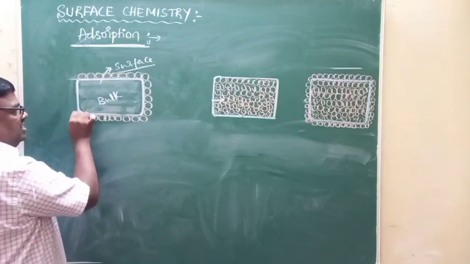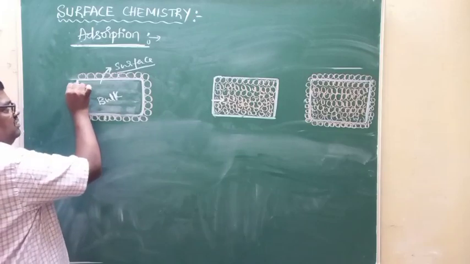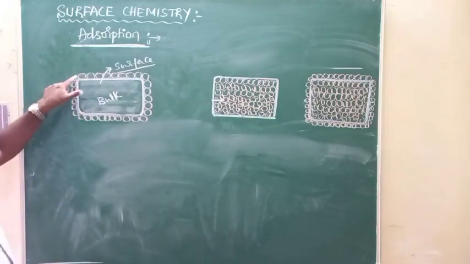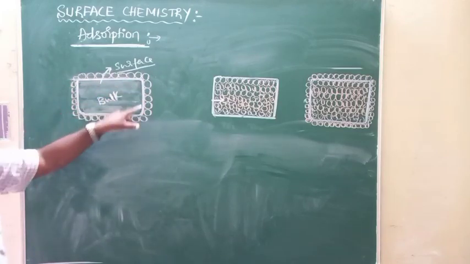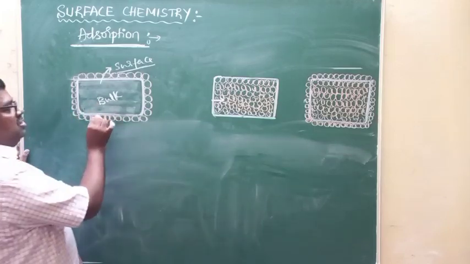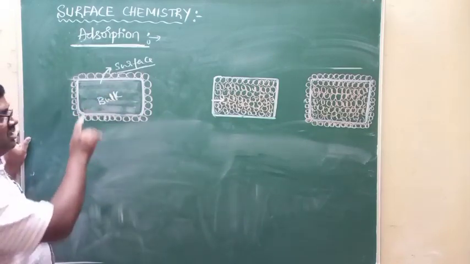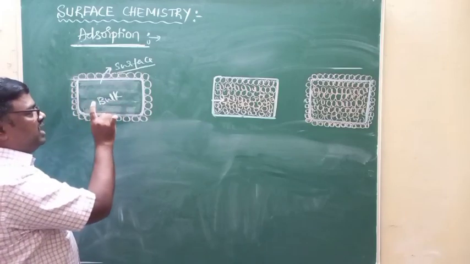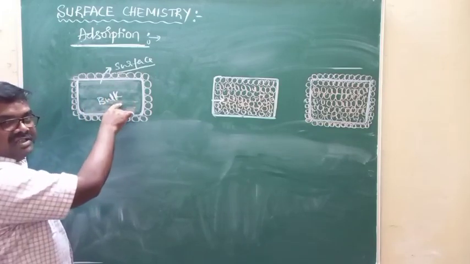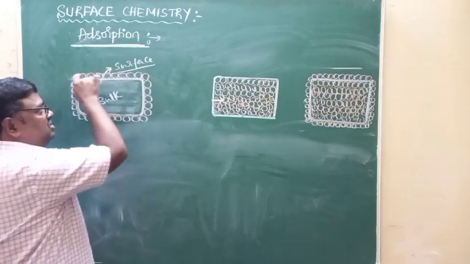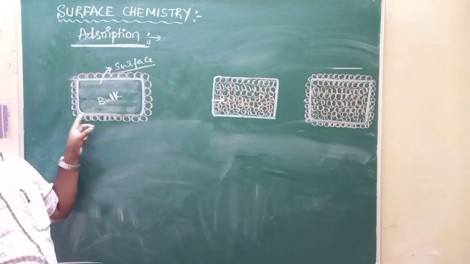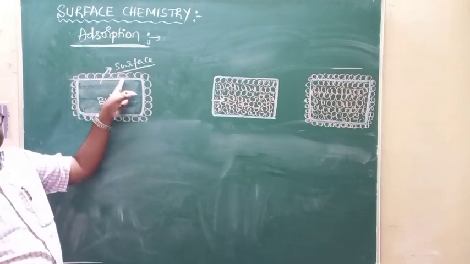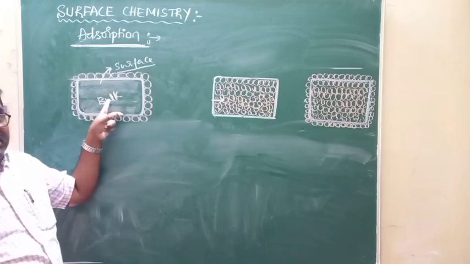Just observe, I am drawing the particles over the surface of this particular solid. The molecules of a substance will be attached to the surface of this solid or liquid. The molecules do not enter into the bulk of a substance. This is the bulk of a substance. You don't find any molecules in the bulk; you will find molecules only at the surface of a solid. That process of accumulation of molecules of a substance on the surface rather than in the bulk of the solid or liquid is called adsorption.